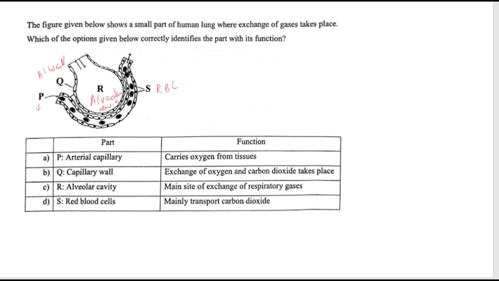So, first P is an arterial capillary; that it carries oxygen from tissues is wrong. Q is capillary wall, that is wrong. R is the alveolar cavity, that is true: main site of exchange of respiratory gases, yes, because the primary exchange takes place here. Next, S is red blood cell, mainly transports carbon dioxide, is wrong. So, option C is correct here.